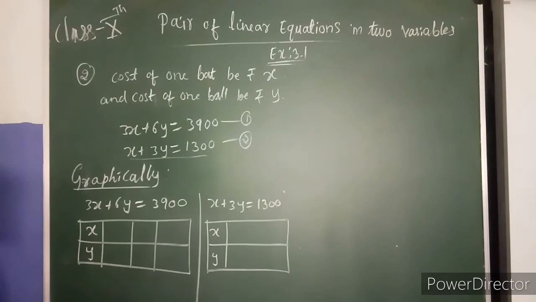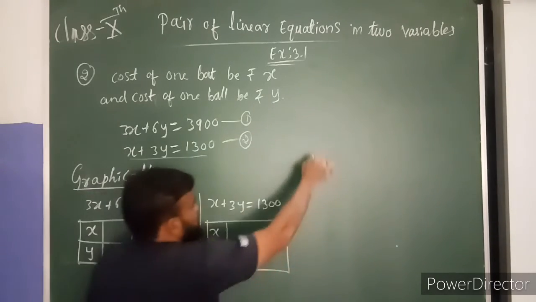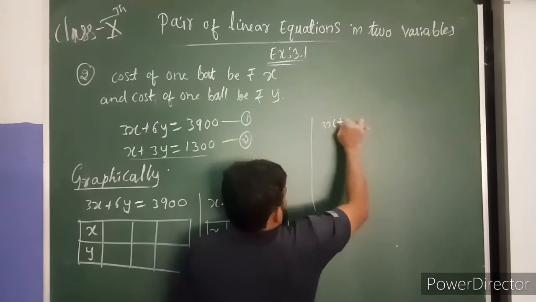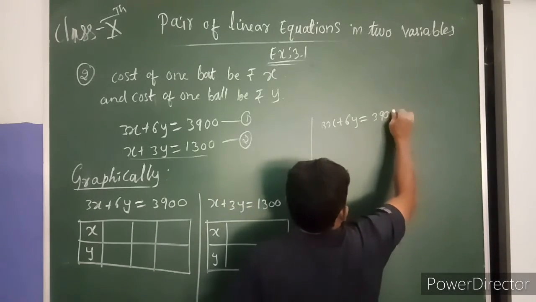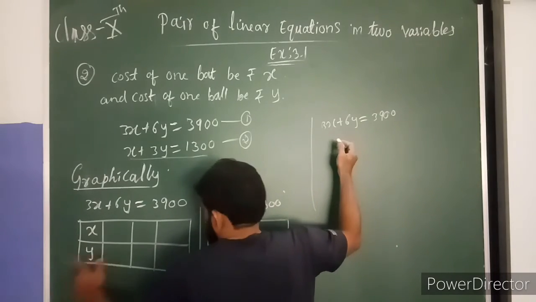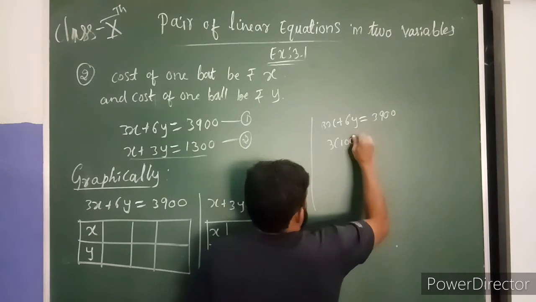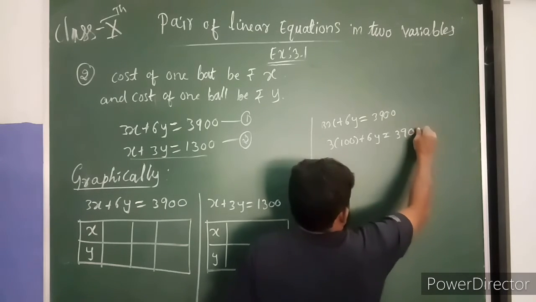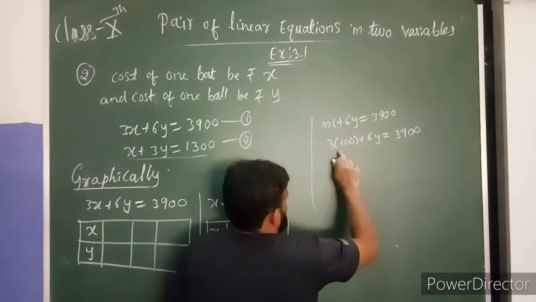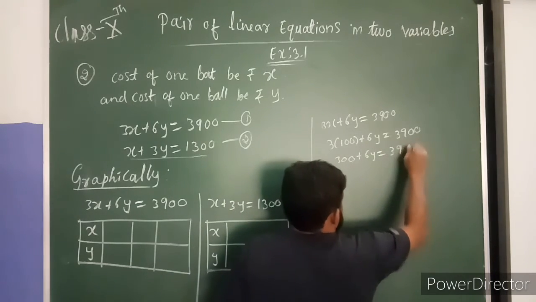So in that, listen, 3x plus 6y is equal to 3,900. I can take the x value as 100. If I put x as 100, then 3 into 100 plus 6y is equal to 3,900. 3 into 100 is 300, plus 6y is equal to 3,900.